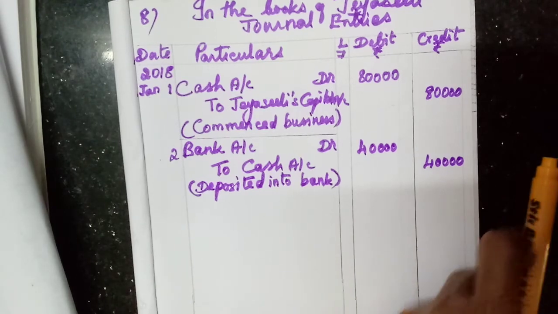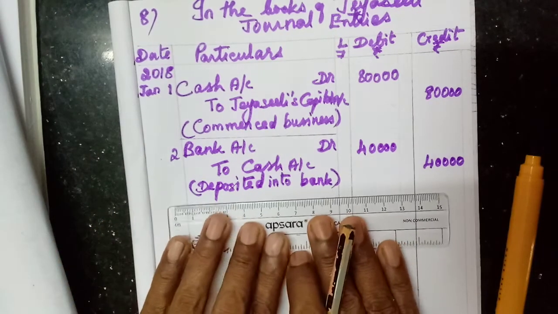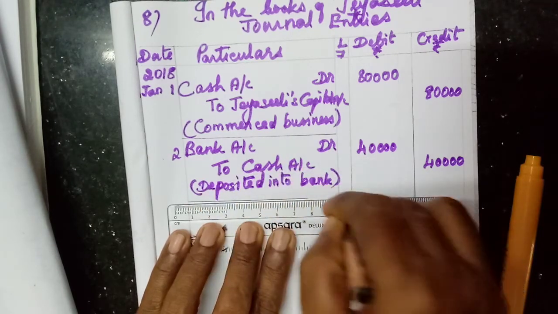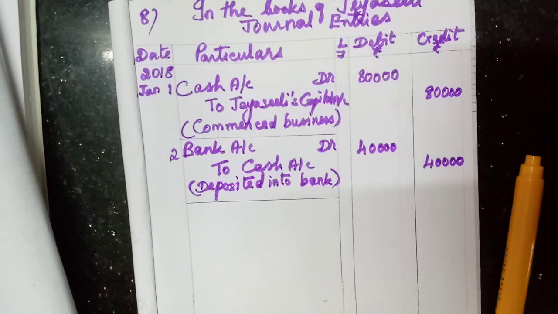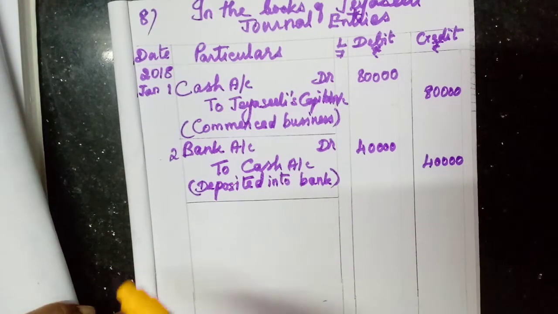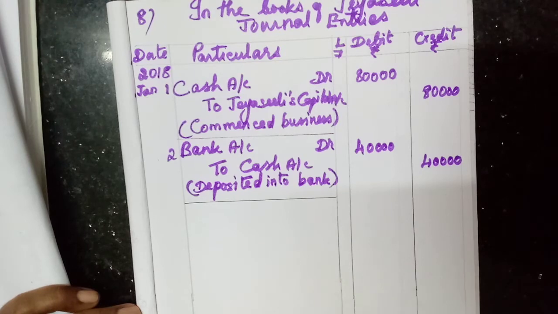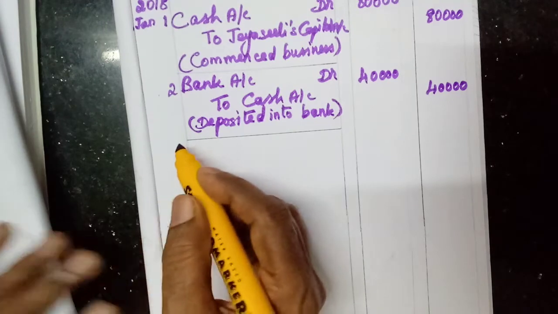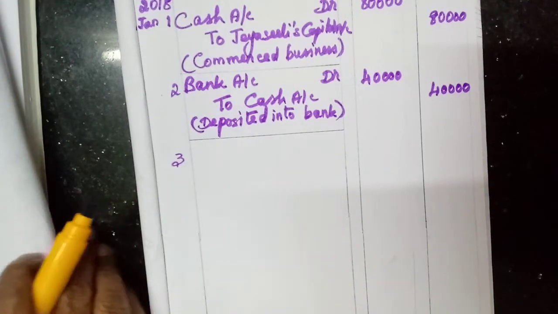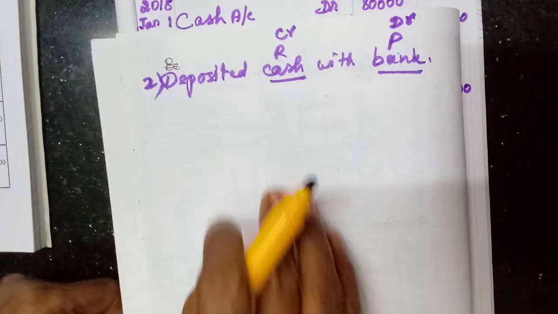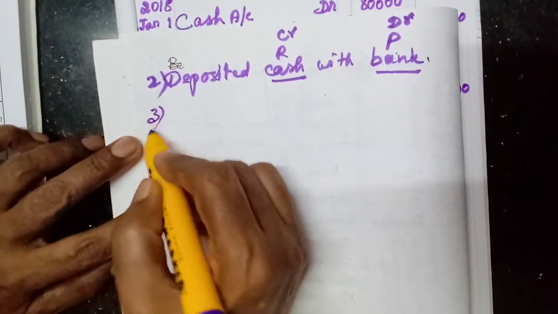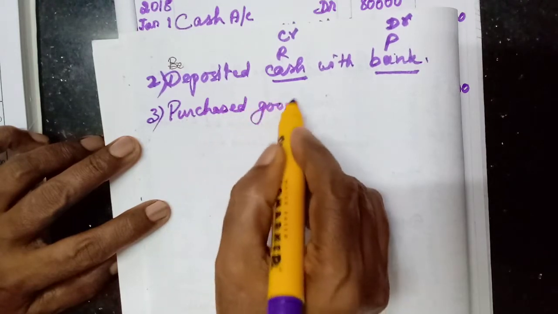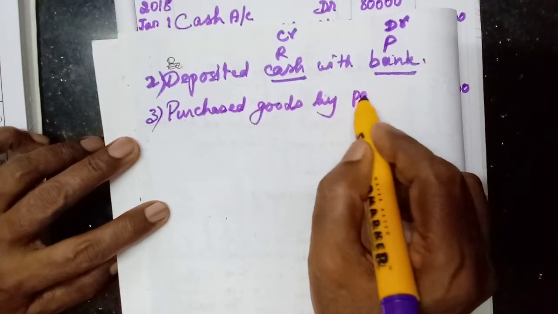Then next you draw one line. You do it neatly in your notebook. No need to do this one. You have to just sit and listen. Afterwards the exercise you have to do. Then the next date, 3rd, I will explain here. Purchased goods by paying cash.